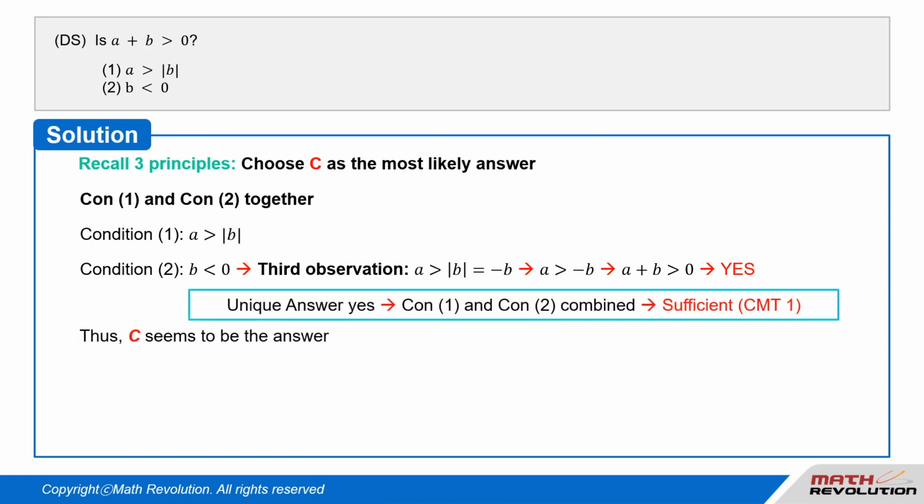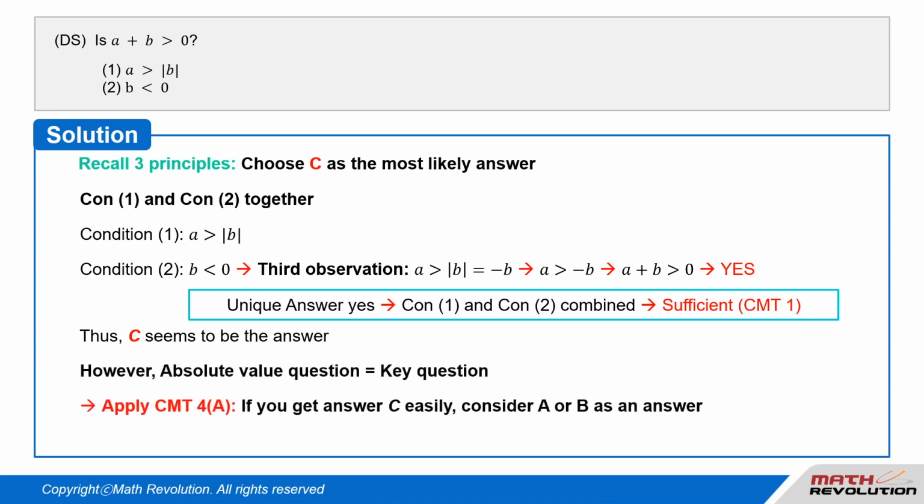So both conditions combined are sufficient by the common mistake type 1, which means that the answer must be in terms of a unique yes or no. Thus, C seems to be the answer. However, since this question is an absolute value question, which is also one of the key questions by tip 4, the trivial condition is usually not the answer. That is, C is not the answer.